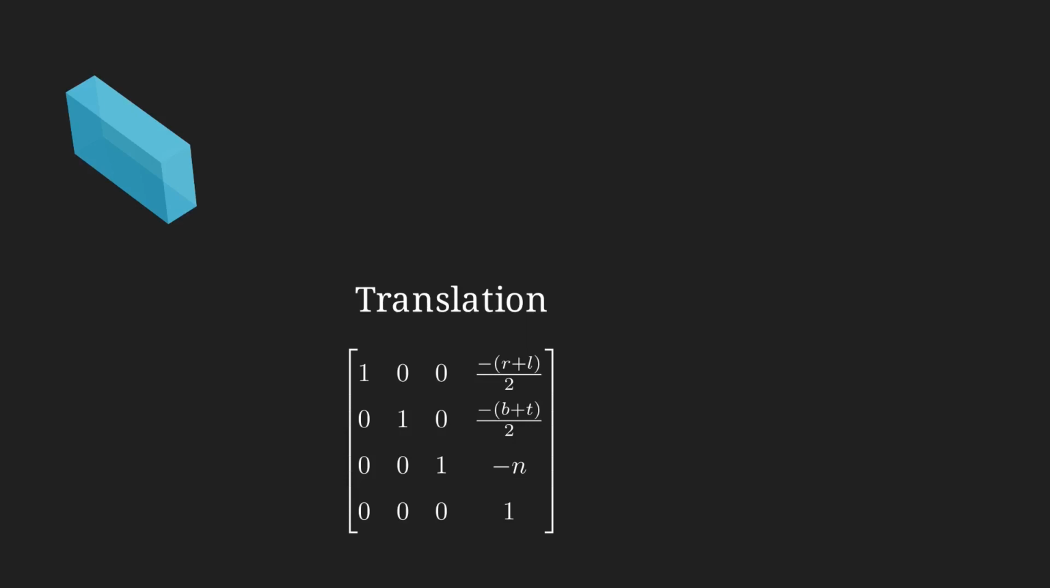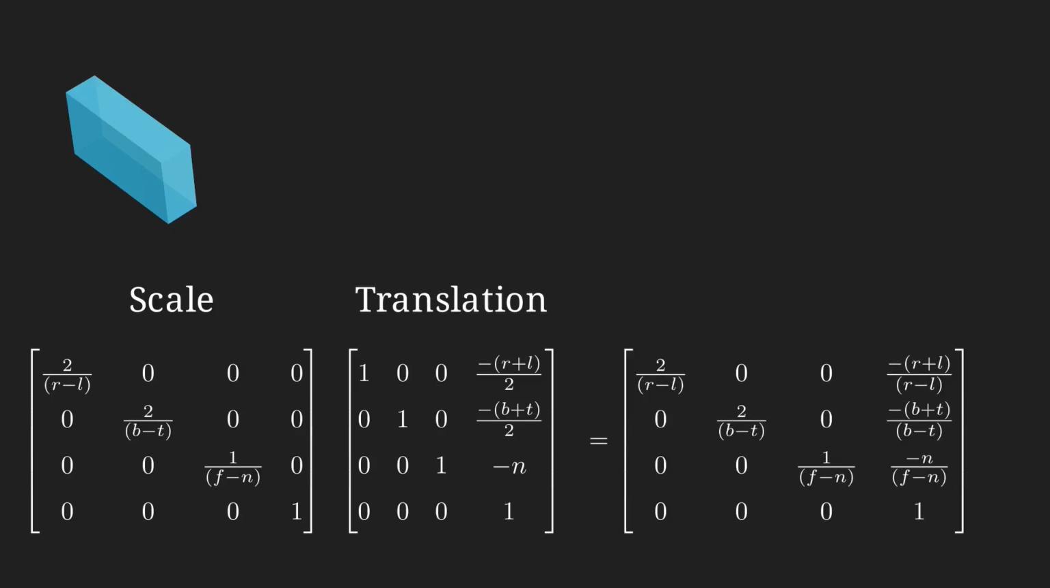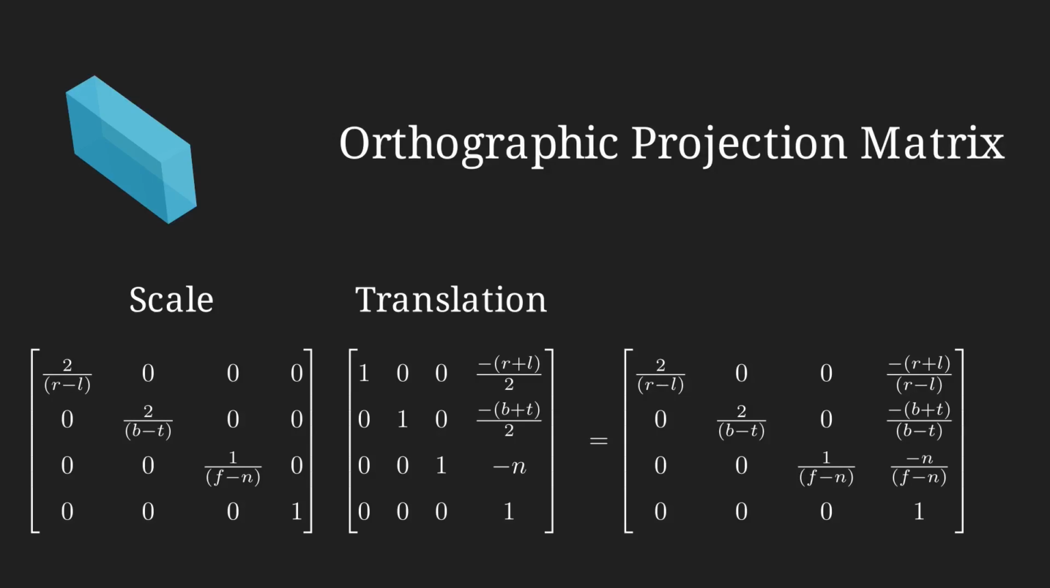Now, we need to think about our second transformation, the scaling. This matrix is applied to scale our box from the standard size of 2, 2 to match the aspect ratio of the monitor. We compose these 2 transformations together to get this final transformation matrix. This matrix is called our orthographic projection matrix.